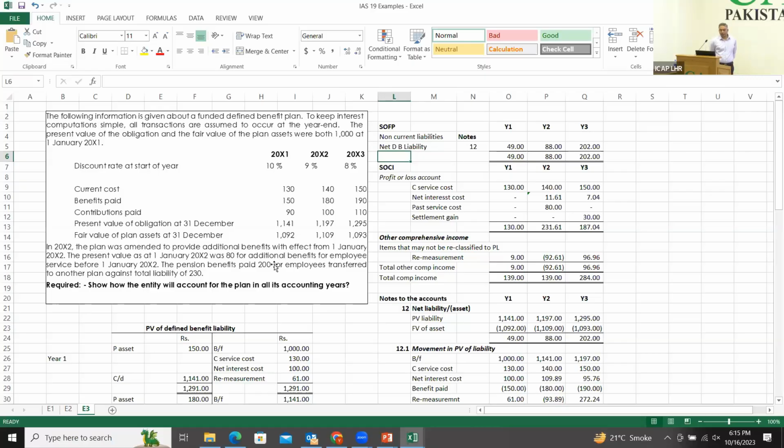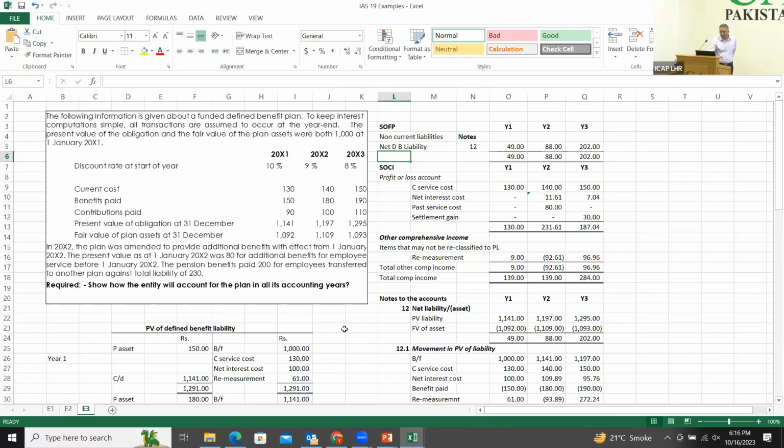In 20x2, the plan was amended to provide additional benefit with effect from 1st January 20x2, means past service cost. The present value as at 1st January 20x2 was 80 for additional benefit for employees. On 1st January 20x2, the pension benefit paid to 200 employees transferred to another plan against total liability of 230.